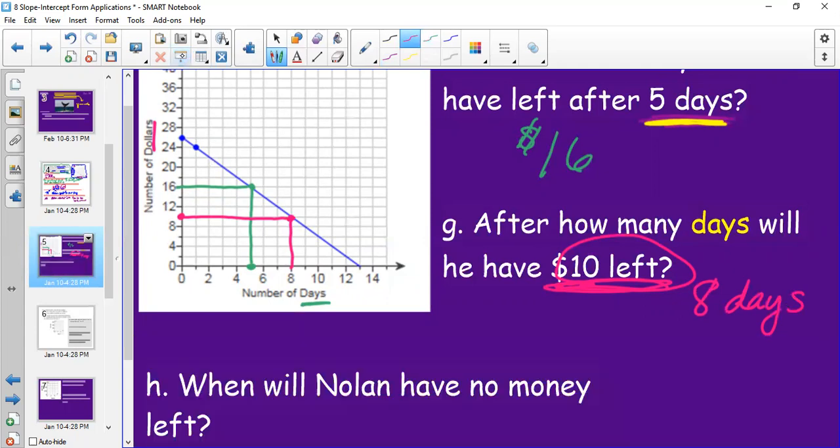And the last question, when will he have no money left? Well, again, it's telling us money, no money to be exact. So I'm going to find my dollars. I'm going to find no dollars and go right until I hit my graph. He's going to run out of money at 13 days.